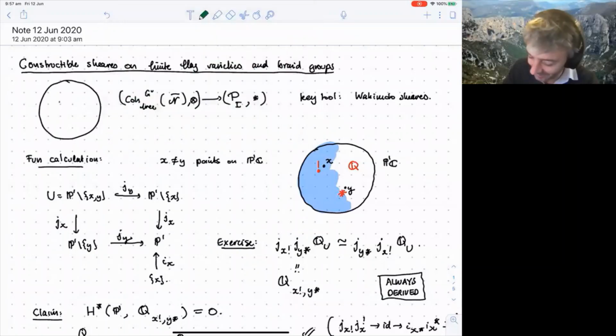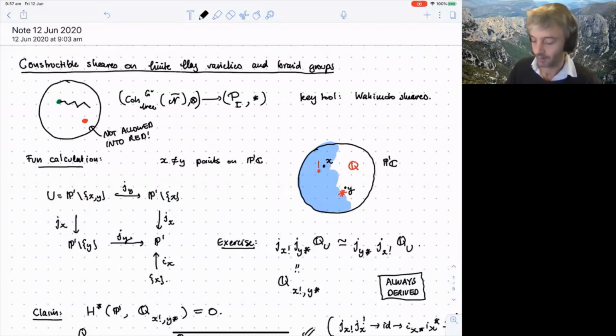I just want to illustrate what Carrie's saying in a picture. So when we're thinking in homology, we're thinking about cycles that can disappear into the green areas, but they're not allowed to go into red. Okay.